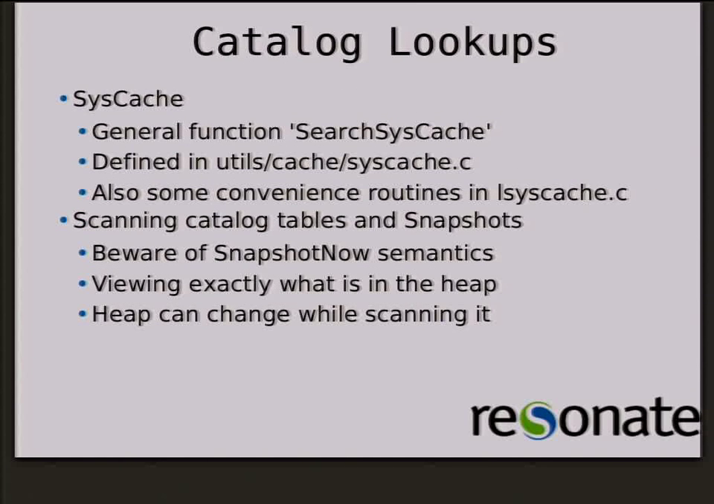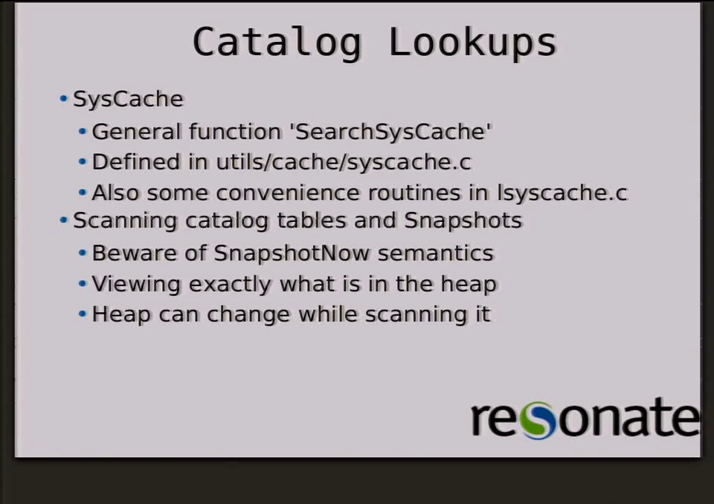All right, catalog lookups. So in Postgres, we have what's called syscache. Syscache is kind of a backend cache that handles catalog lookups. It's got some interesting semantics, so you have to be kind of careful with it. It's defined in utils cache, in syscache.c. The general function you can use to look things up is called SearchSysCache. You pass in some key for some catalog entry that you want to look up, and it will figure it out and return it back to you. There are some convenience routines that do this for specific types of things that you might need to pull out. Those are defined in lsyscache.c.